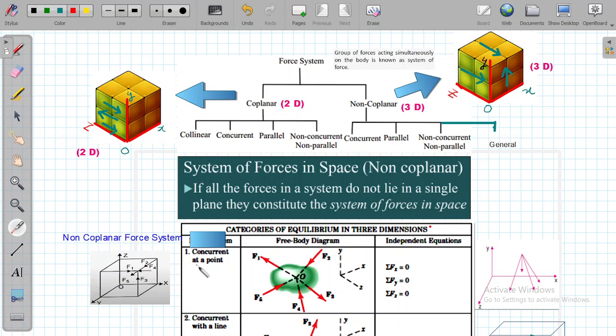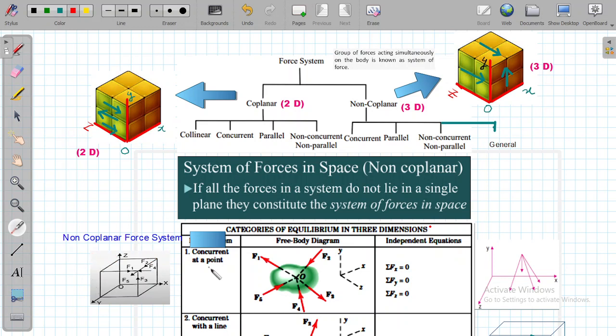Here we have got non-coplanar force systems. These are all 1, 2, 3, 4, the non-coplanar force system subtypes. These are their generic bodies, free body diagrams, and we can also write their independent equations, which is very helpful in statics and mechanics problems. If you know how to write the independent equations of a non-coplanar force system, this is very useful.